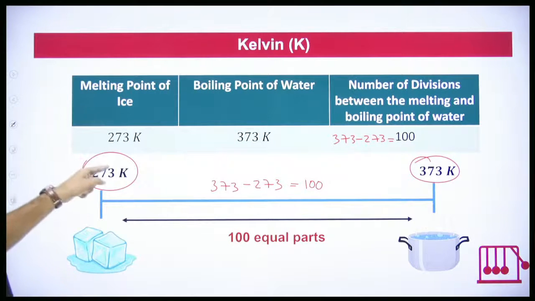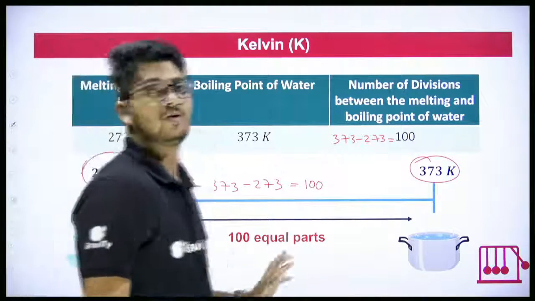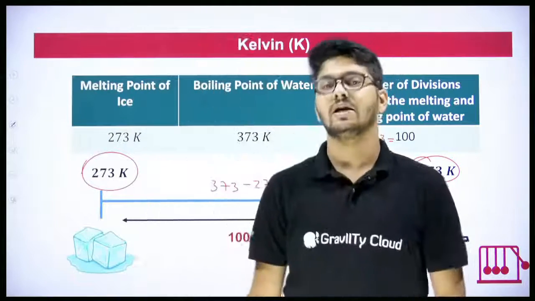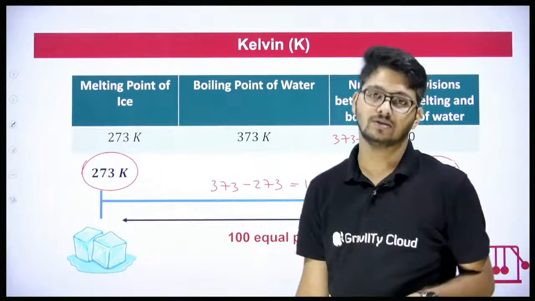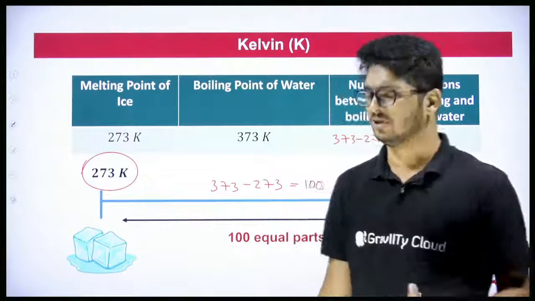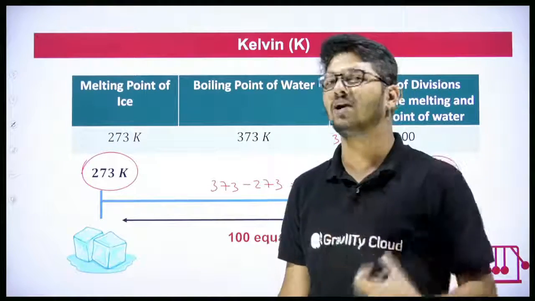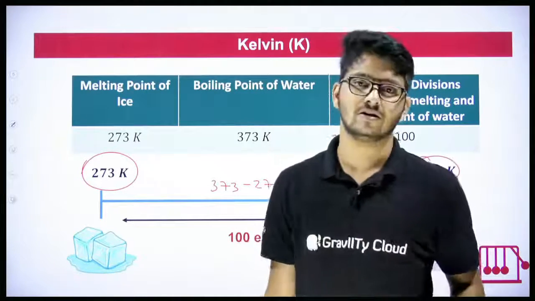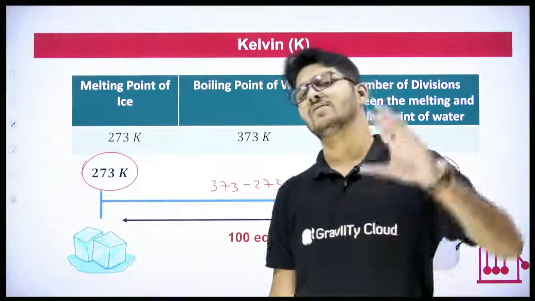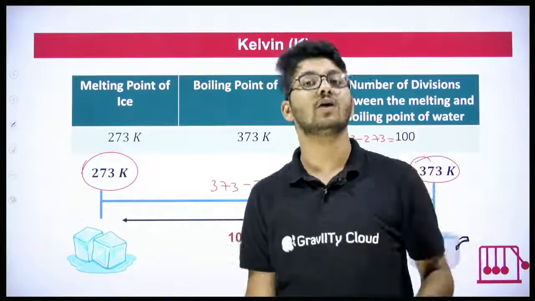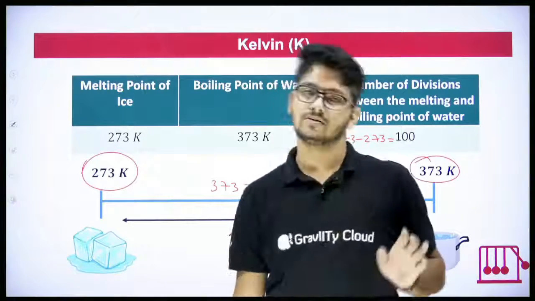So melting point of ice 273, the boiling point of water 373 Kelvin. Ultimately, everyone, you have to remember this. Many of you might be thinking, sir, is there any logic behind these numbers? There is, but it is very complicated for us at this stage. We will learn it in higher grades. For now, please remember this.